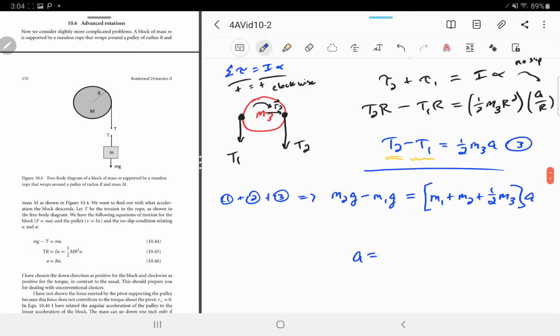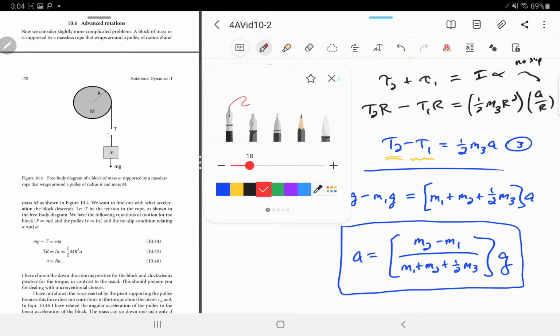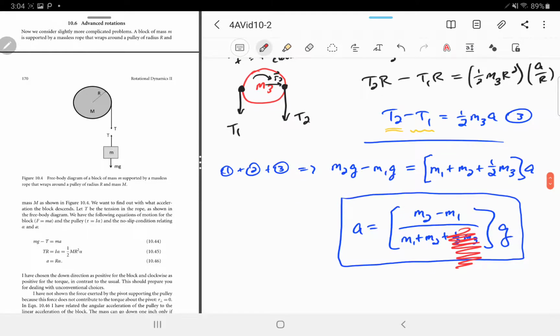So A looks like it's M2 minus M1 over M1 plus M2 plus 1/2 M3, all this times G. So if you've done this problem before, you know that this answer reduces to, if the pulley was massless, it should be the same as if M3 equals 0. So you might want to double check if you've done this problem before, on a previous problem set, for example. When M3 was 0, the answer is M2 minus M1 over M1 plus M2. But we see how a massive pulley affects the result.